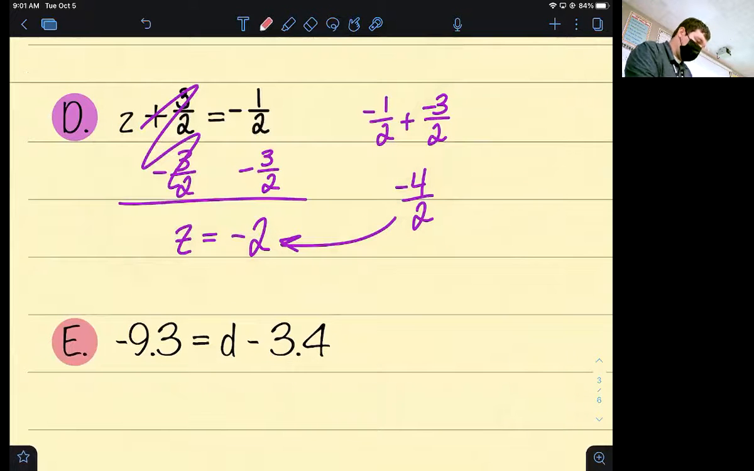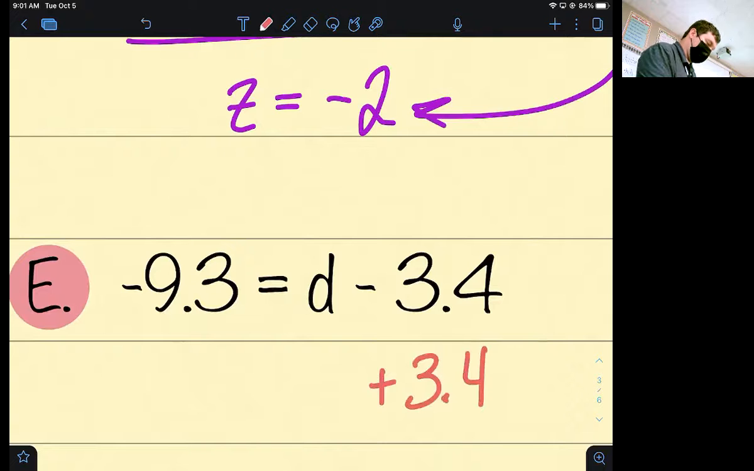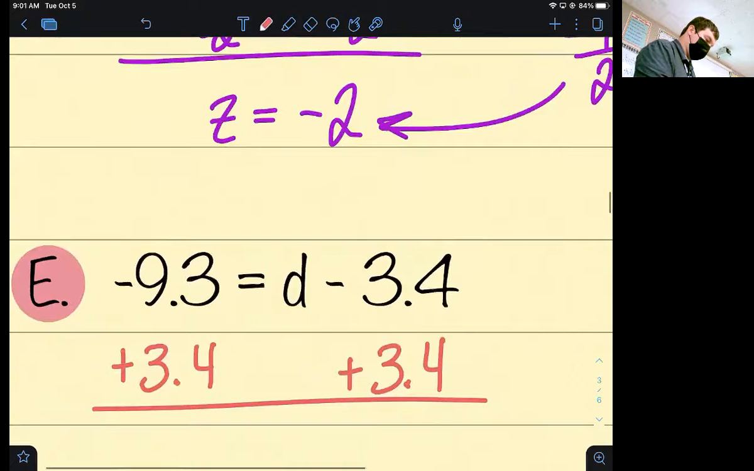All right, example E. Ooh, they switched the side the variable was on. So if the variable's on the right side now, tell me which number we need to get rid of. -3.4. And what's the opposite of a -3.4? +3.4. Yep. So whatever side the variable's on, it's the constant that's on that side that we need to get rid of so that we can get the variable by itself.